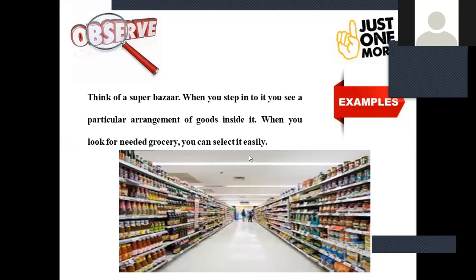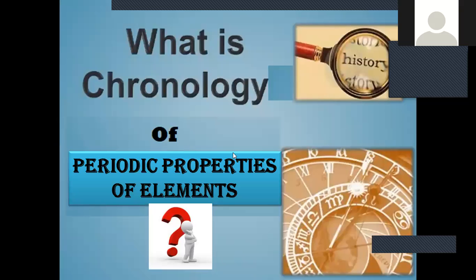So there is a need for this arrangement of all the elements in a certain periodical manner so that it is very convenient to identify. It is convenient to study those elements in a classical way, right? So for that purpose, we need classification of elements.